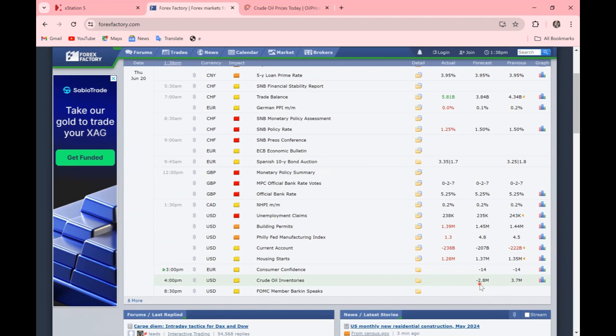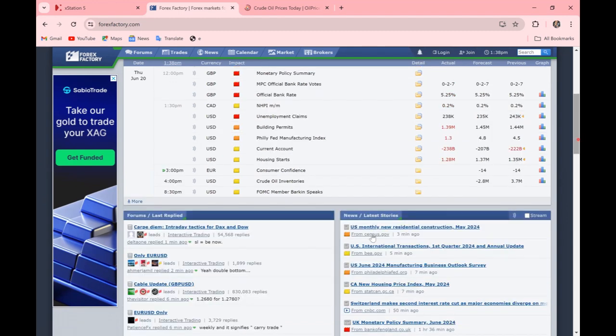One, they are already expecting that 2.8 million barrel will be the outcome. That's what they're expecting already. So exactly by 4 o'clock, we'll check what is the outcome and know whether it is according to expectation or not.